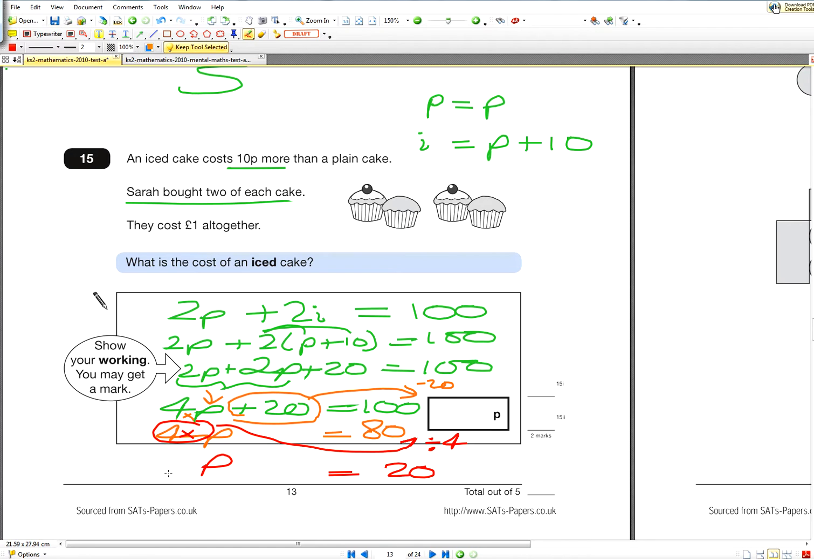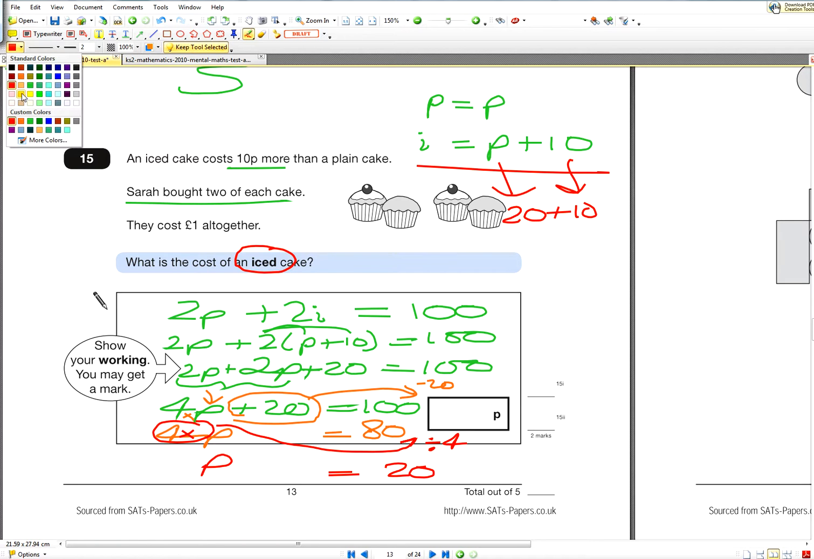20. Don't forget, by the way, that's not the answer. Because they said, what is the cost of an iced one? Here's the cost of the iced one here. It's P plus 10. What is P? 20. What's 20 add 10? 30. So P is the cost of the plain one, which is 20p. But we want to work out the cost of an iced cake, which will be then what's the answer? 30p. Lovely.